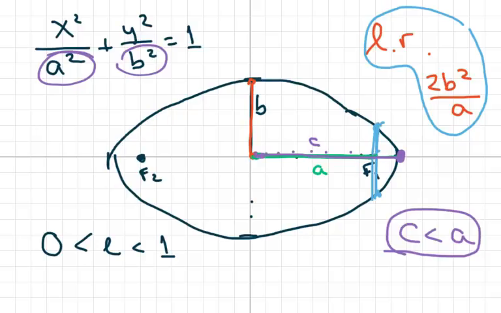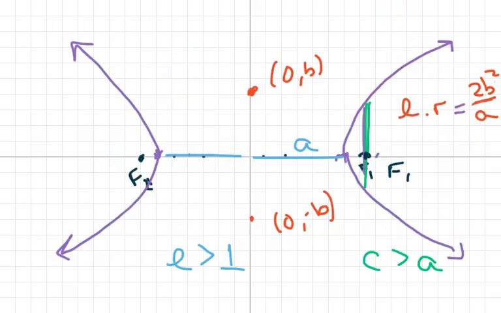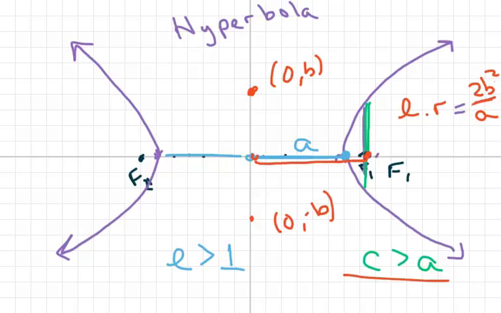The hyperbola spreads out. Remember, a hyperbola is just an ellipse split open. In this case, our C is bigger than A, because our A is the center to the vertex here, but our C is the center to the focus there. So since C is greater than A, that means the eccentricity is bigger than 1. And it has the same formula for the latus rectum.